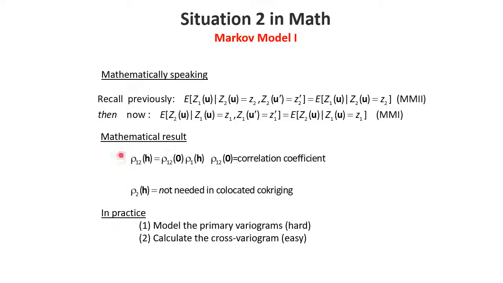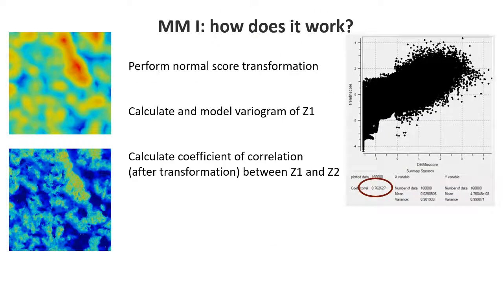So in practice, you model just the primary variogram, and then you multiply the primary variogram with the correlation coefficient. What that means in SGeMS is that the only thing you're going to input is the primary variogram and the correlation coefficient. There's no need for inputting anything else. So it's the same situation. We do normal score transform, calculate and model the variogram, and then calculate the coefficient of correlation.